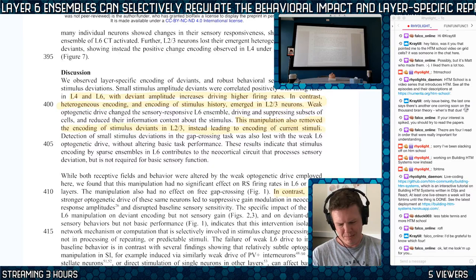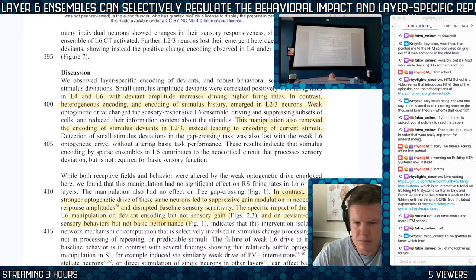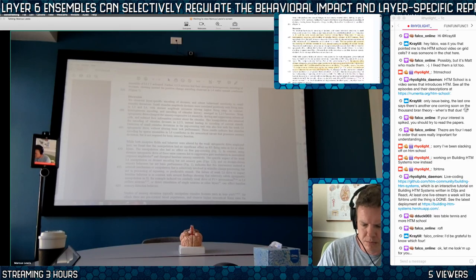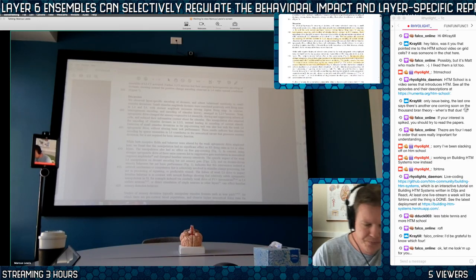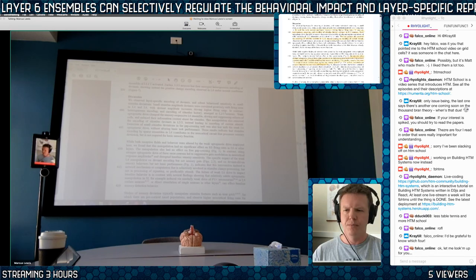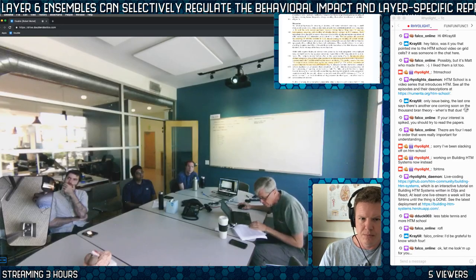In contrast, heterogeneous encoding. So layer two, three cells show both positive and negative correlations with the deviants. So if I had a reduced signal strength, some layer three cells would fire more actively, and if they had increased ones, other layer 3 cells were more active. But that wasn't true in layer 4 and layer 6, where they seem to be correlated only positively. That's what we were thinking. Again, what do I make of this? I don't know.